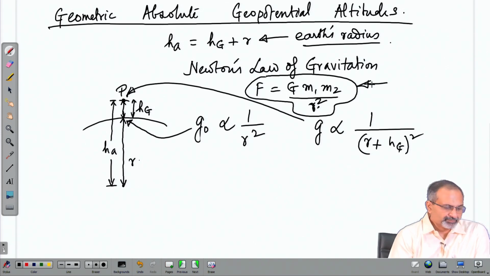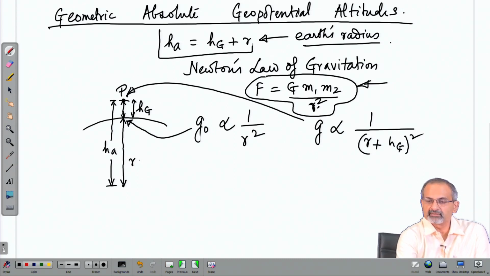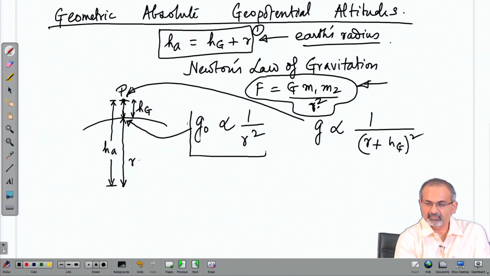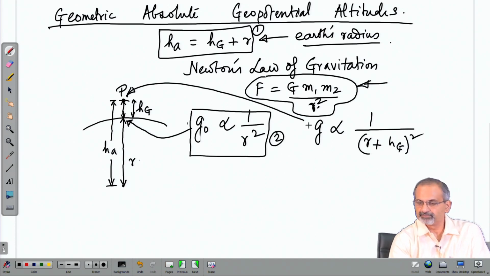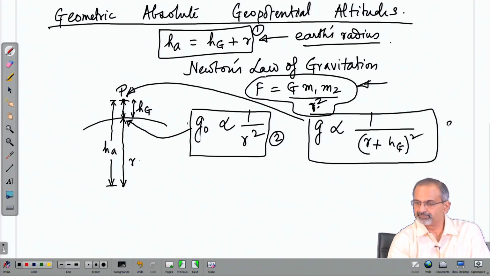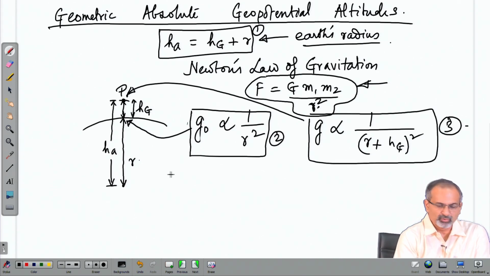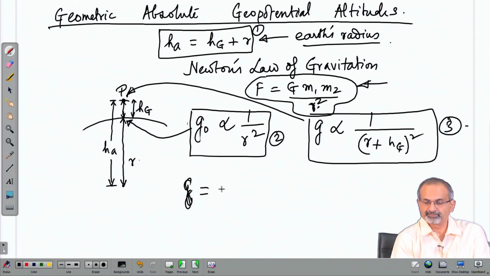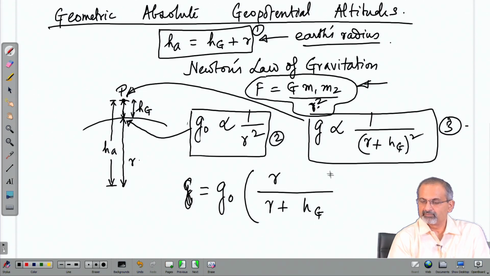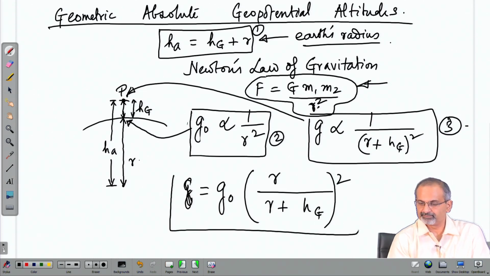Now, if you were to combine these two equations, let us number them one by one. So, we will call this equation 1, this as 2, this as 3, and now we are going to combine 2 and 3 to give the fourth equation, which is the relation between g and g naught, which is given by this equation. This is our fourth equation.